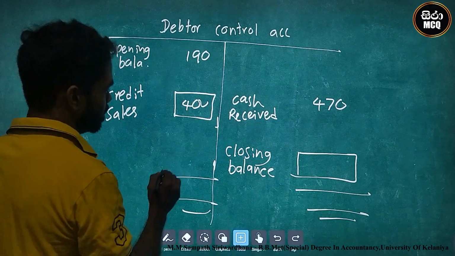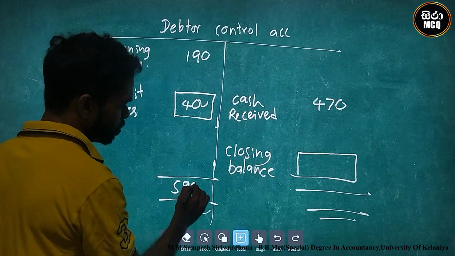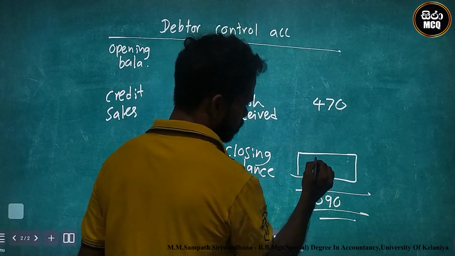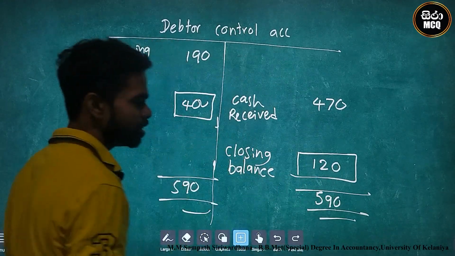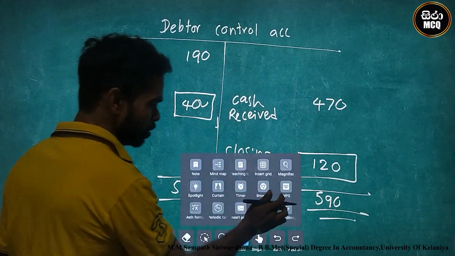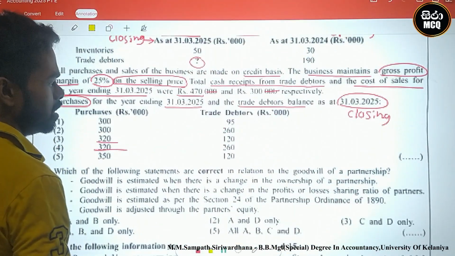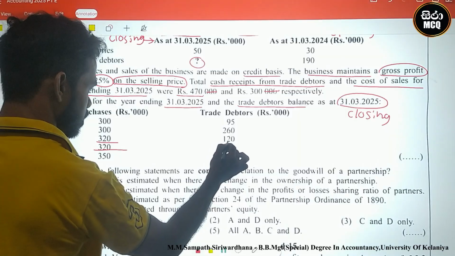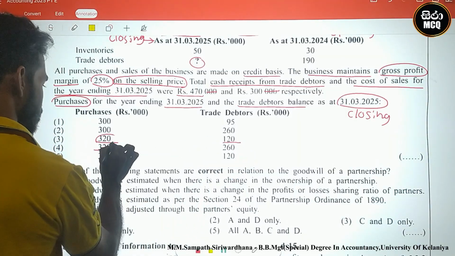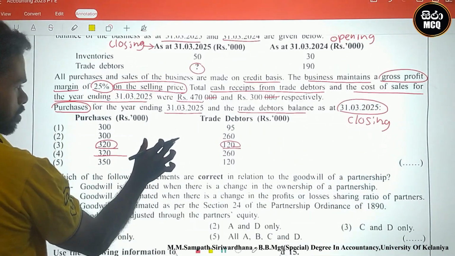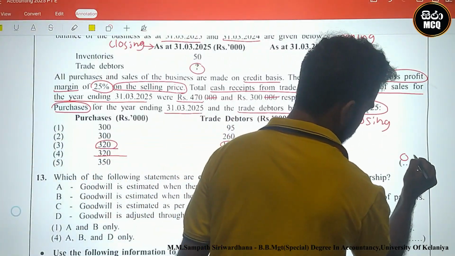You can balance it. 590. You can deduct, 120 is the closing balance. Okay, 120 is the closing balance. This answer is 3. For question number 12, the answer is 3.